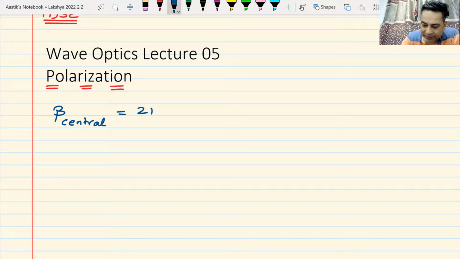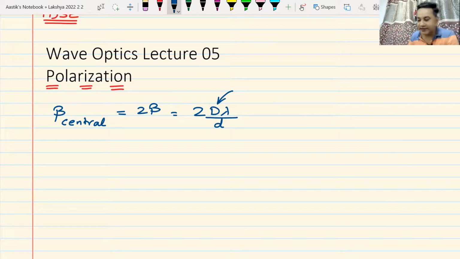It is 2 times beta, that is 2 times D lambda by d, where capital D is the distance between the slit and the screen. Sometimes in Fraunhofer diffraction, the focal length of the lens is given, so you can replace capital D by f. In some cases, the small d can be written as a, where a stands for the width of the slit. Do we remember it?